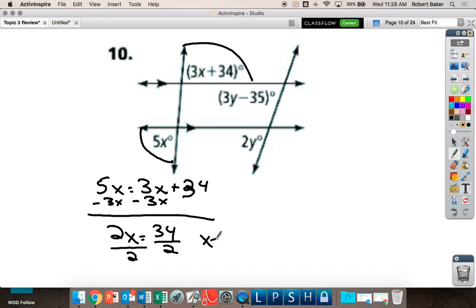Now it's 17. Still not a nasty number, just a prime number. That's on the brink of adulthood, 17. The same thing for y. What is the definition that holds true about 3y minus 35 and 2y? They're corresponding angles. They are equivalent to each other.